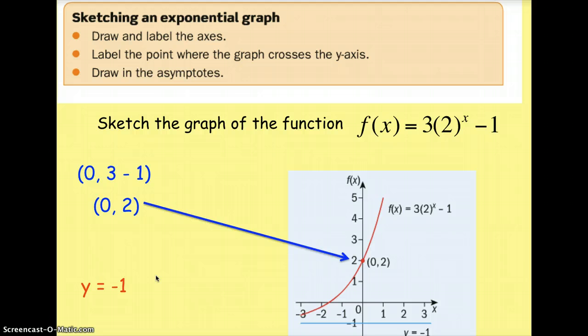So when you graph it, here you go. You just draw a line at -1, and when you draw this figure, you are going down this way. It will touch 0, 2, and you draw a curve that will not pass through -1.